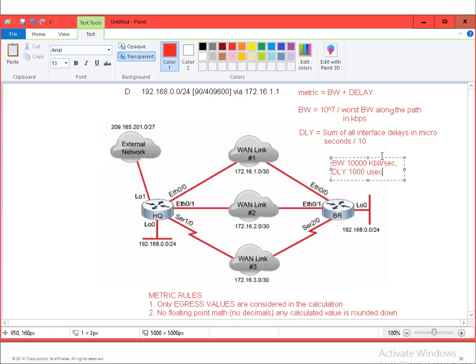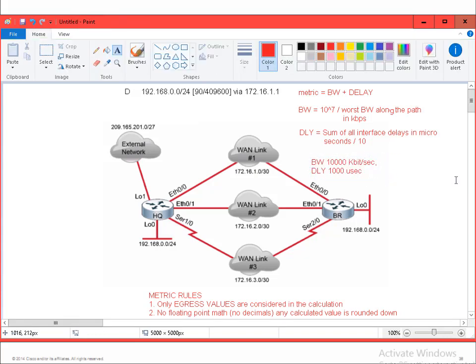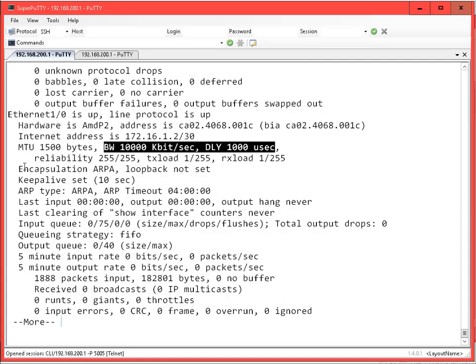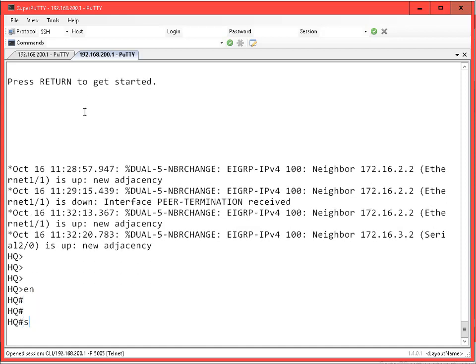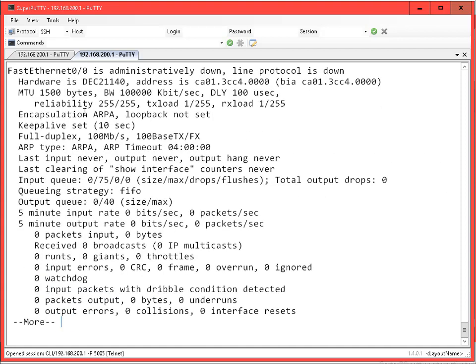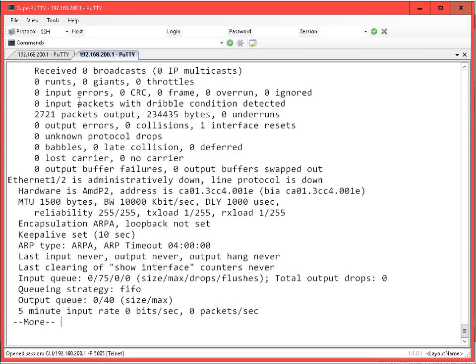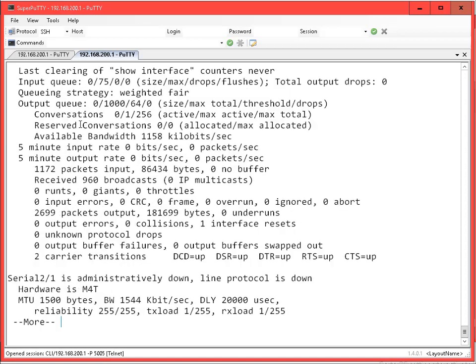So we've captured the values for that interface. Now I need to go to the HQ router and do the same thing for the loopback, because remember, it's only the egress interfaces that matter. All right, show interface. And I'm going to go ahead and grab my loopback information down here.